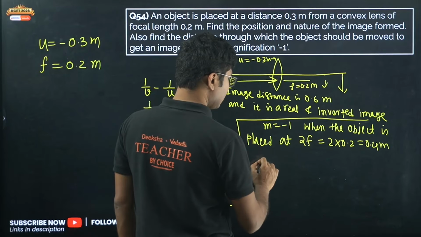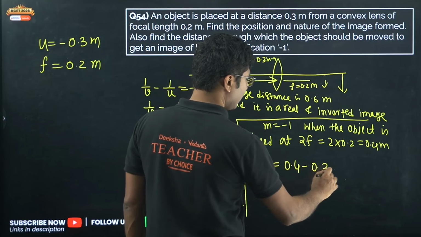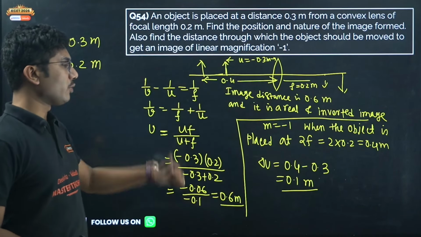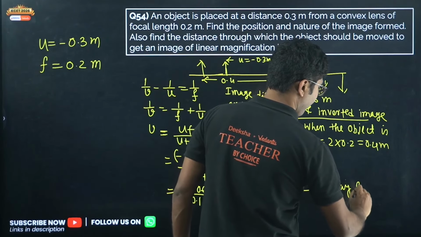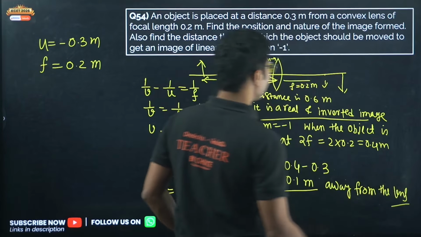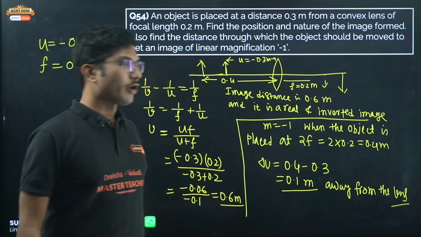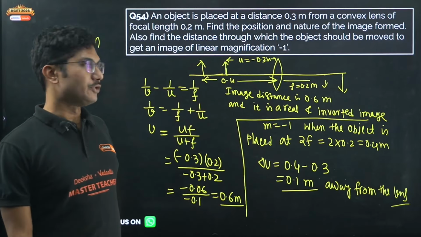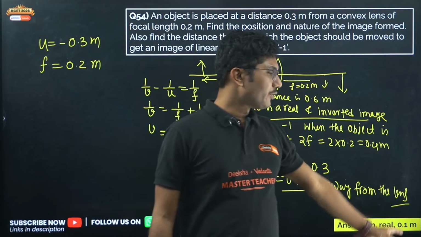So what should be the distance by which you should move? You should move the object by 0.4 minus 0.3, that is by 0.1 meter. So the object should be moved 0.1 meter away from the lens. You can move the object towards the lens or away from the lens, both are possible. So mention 0.1 meter away from the lens, then it gives clarity about where you are moving the object.